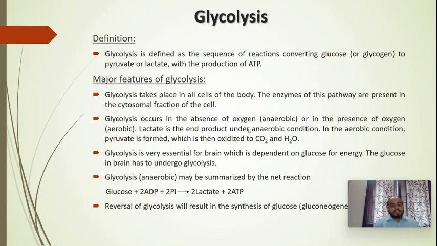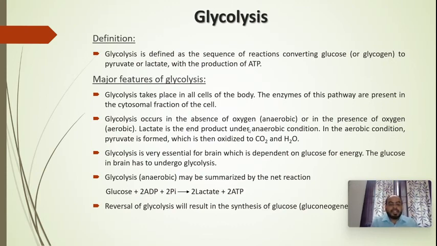So, what are the major features? Major features we have already discussed, that it occurs in almost all the cells of the body. Thereafter, the end products of aerobic as well as anaerobic conditions are different. Another important thing is that glycolysis is very essential for the brain, which really depends on glucose for energy, and the glucose in the brain has to undergo glycolysis.